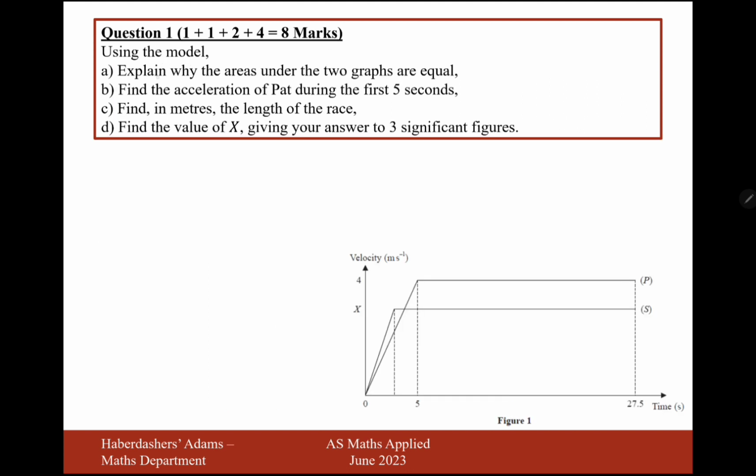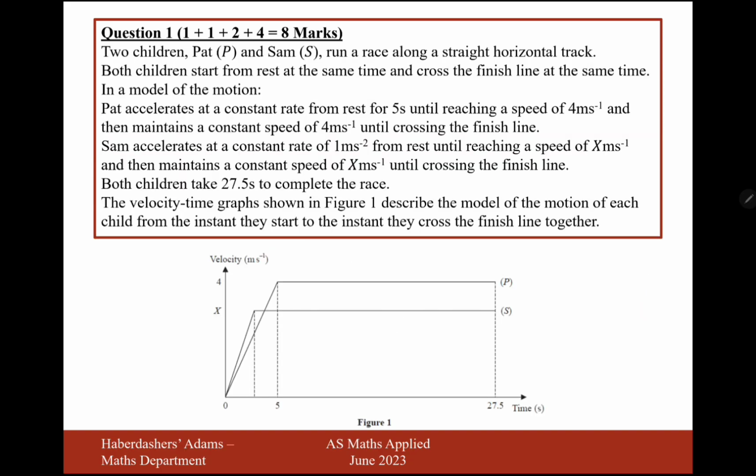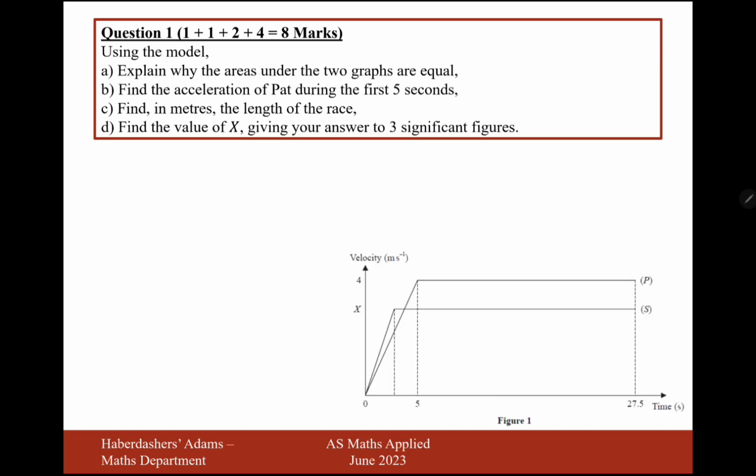Use the model to explain why the areas under the two graphs are equal. Okay, so the areas under the two graphs are equal because in the description of the question it says they cross the finish line at the same time, i.e. they've travelled the same distance during that time, and the area under a velocity-time graph represents the distance travelled. So put all of that together into some sentences.